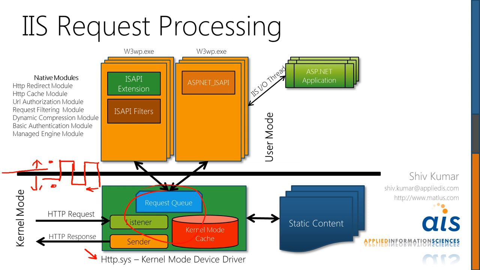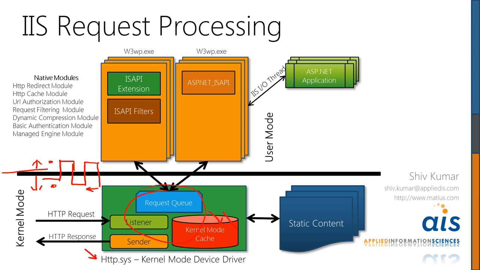In IIS 7, what they did is they also included the kernel mode caching. And this is, again, if you're going to have to cache something, you might as well cache it in kernel mode because everything that's going to come in and out of here is coming in kernel mode. So why go to cache something in user mode and come back down to kernel mode to respond with that cached data. So that's how IIS is currently implemented in IIS 6 and now IIS 7 as well, and 8.